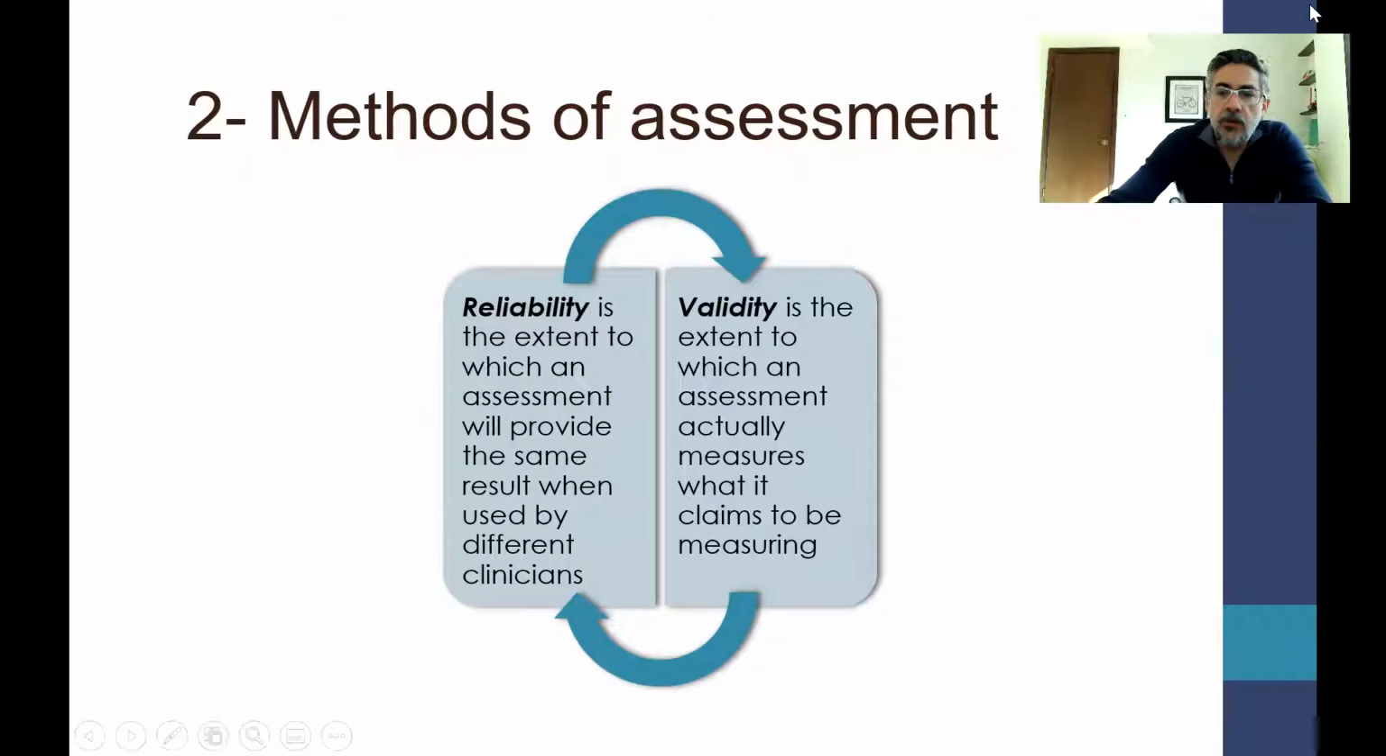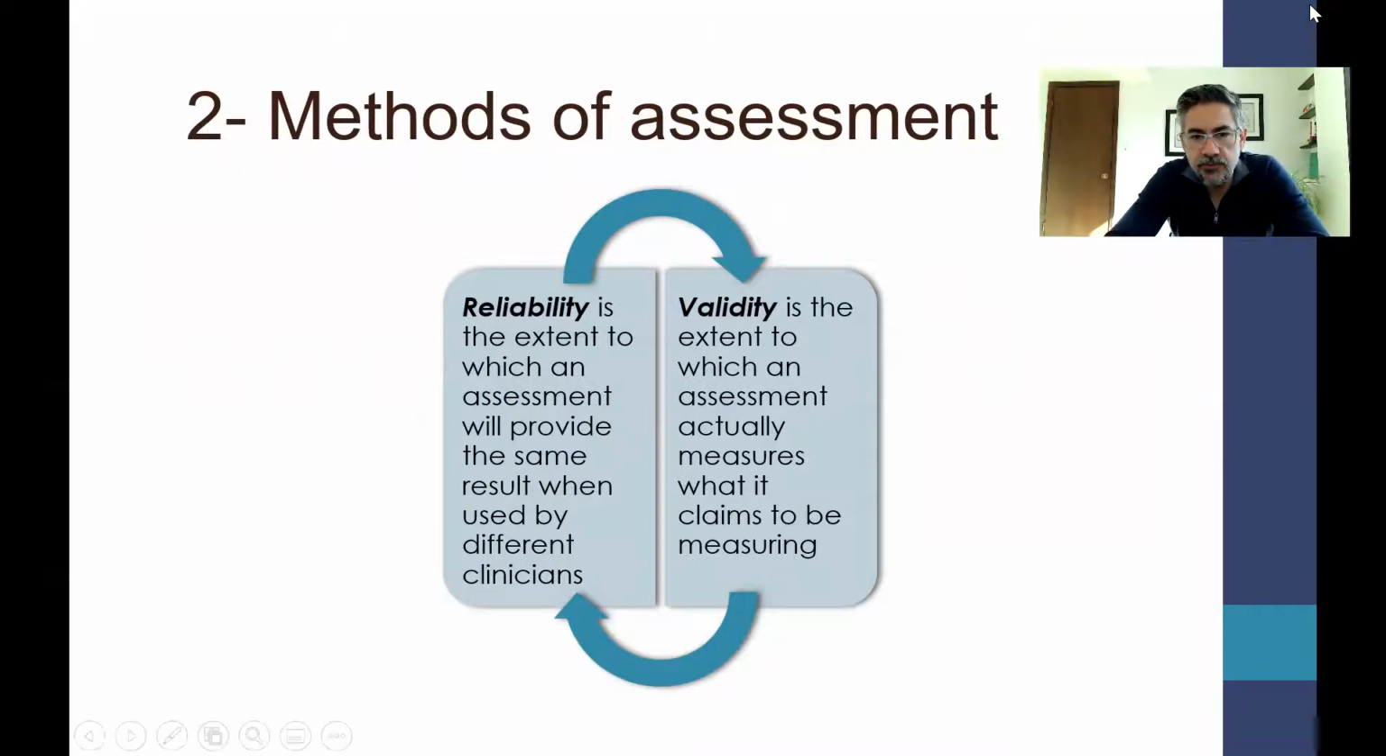All right. Now, how can we assess? We have already talked about this. Remember, on one hand, we want to have a clinical judgment that we're going to try to develop some of in this class. And number 2, we want to use instruments such as questionnaires, scales, and things like that that are going to help us. There are two concepts that are important when we are talking about assessment. One is the concept of reliability, and the other one is the concept of validity. Reliability is the extent to which an assessment will provide the same result when used by different clinicians. Validity is the extent to which an assessment actually measures what it claims to be measuring.